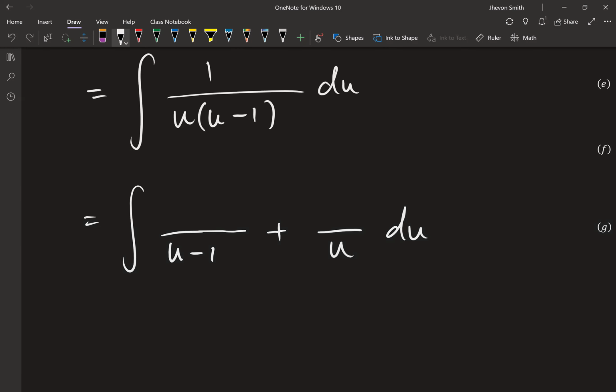Okay, so what are the tops? What goes on top of the u minus 1? Maybe tell me how you would even figure that out.